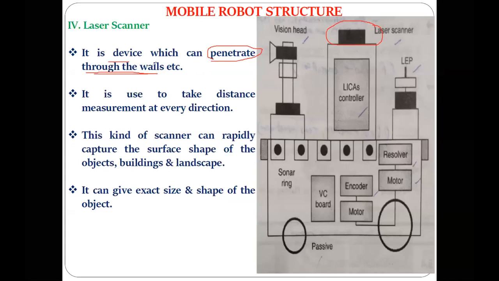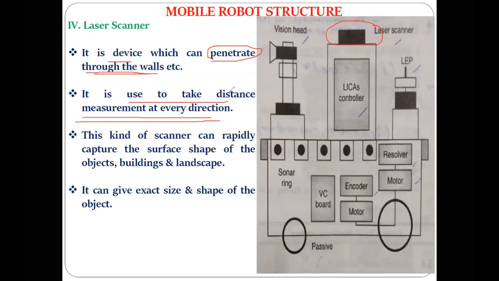So this device you can see here is attached to the LICA controller. The main utilization of this laser scanner is distance measurement, for the purpose of measuring distance from all directions. Now it helps the robot to determine where exactly it is present, for the positioning of the robot. Yes or no? Like the questions we saw yesterday, how will the robot know where it actually is? To know all these things, these different functional modules are utilized. I hope you are getting it.